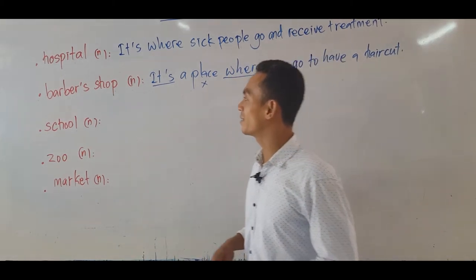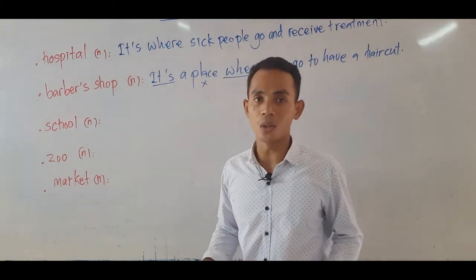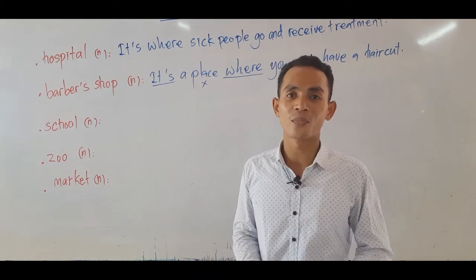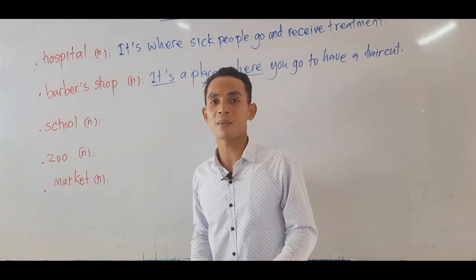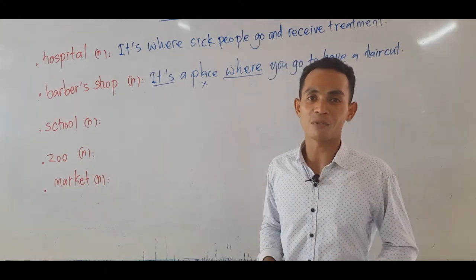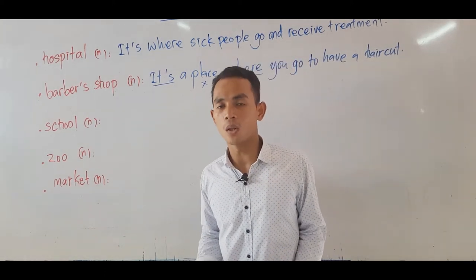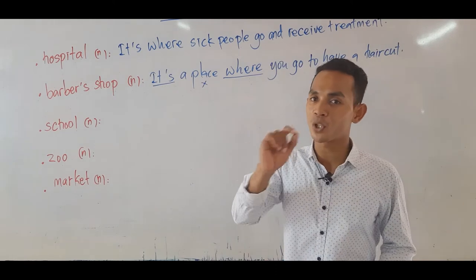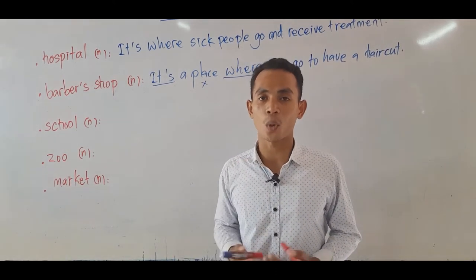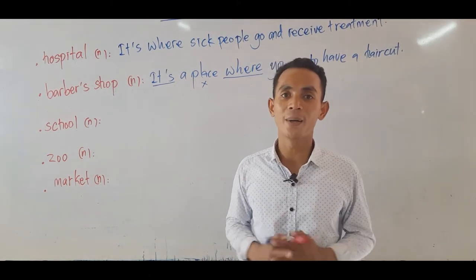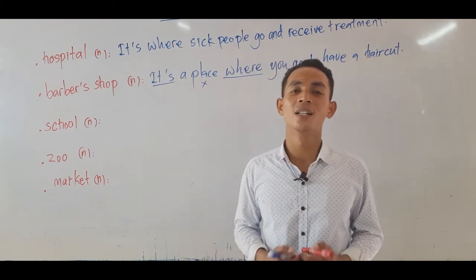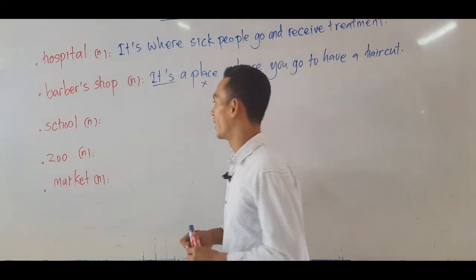Okay. And next, the word school. It's simple to explain the word school. So what does school mean? You sometimes say, or you always say, I go to school every morning and every afternoon. So what does school mean? School, you start with, it's a place where, or it's where you go to study, or it's where students go and study.